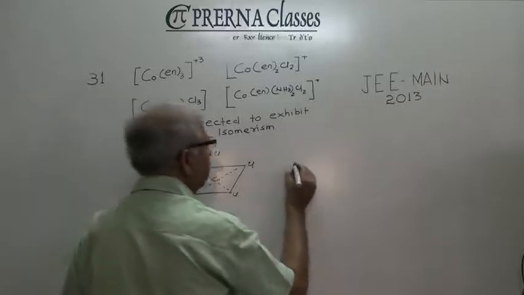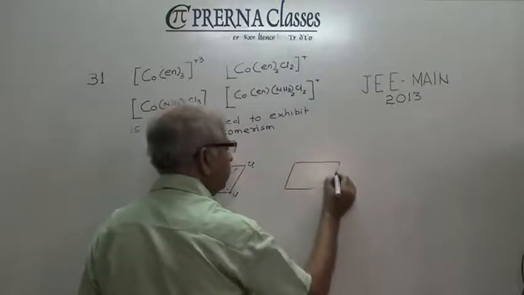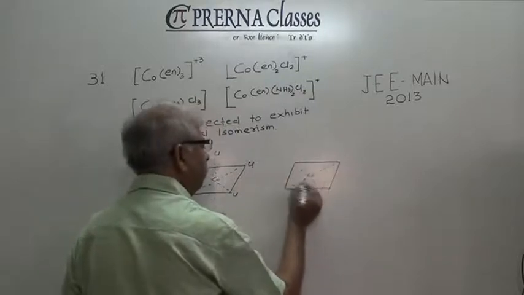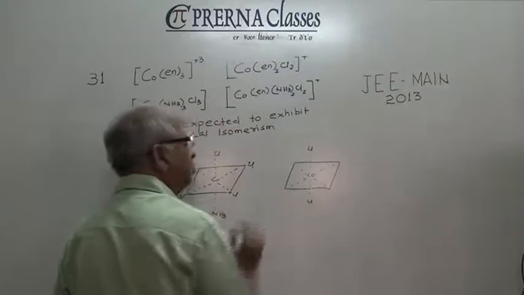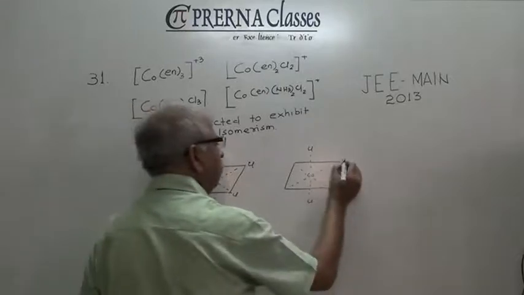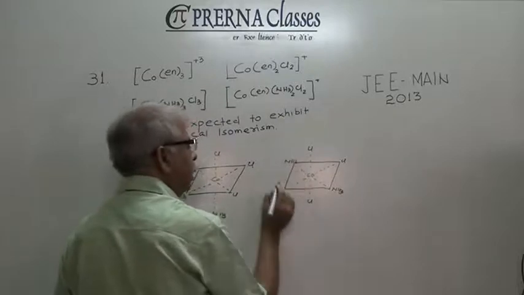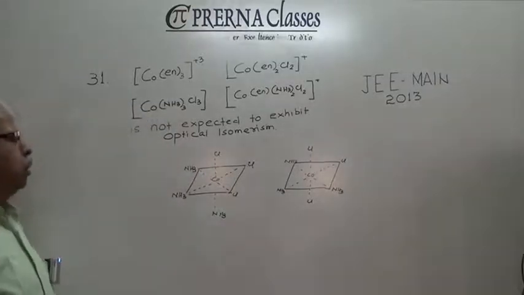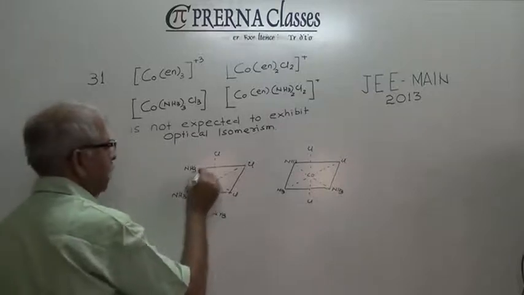It can exist in another way, in which you have these two chlorine opposite to each other. You have these two ammonia opposite to each other, and then another NH3. Now, if you look at this one, this has the plane of symmetry.